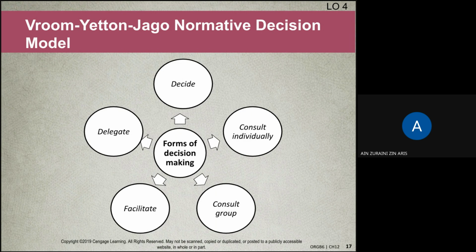Okay, so why is this model important? Because it can help leaders to make efficient and effective decisions. So not every time using the single decision-making style, but it depends on the urgency of the situation, right?